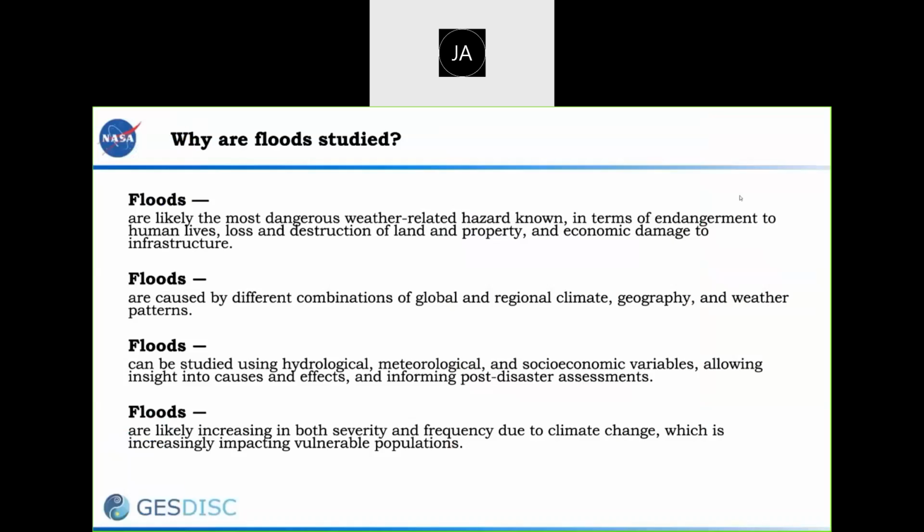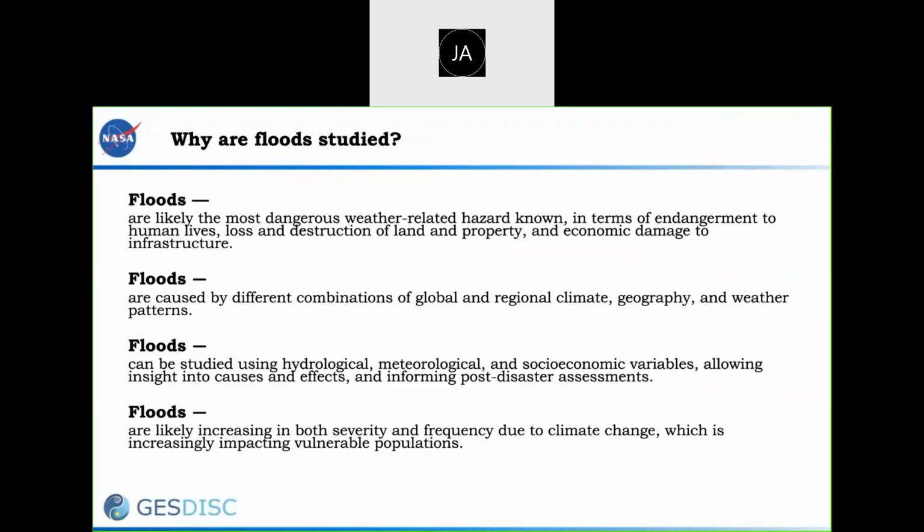Okay, so why are floods studied? Floods are likely the most dangerous weather-related hazard known in terms of the endangerment to human lives, the loss and destruction of land and property, and economic damage to infrastructure, and I should also add agriculture. Floods are caused by different combinations of global and regional climate, geography, and weather.